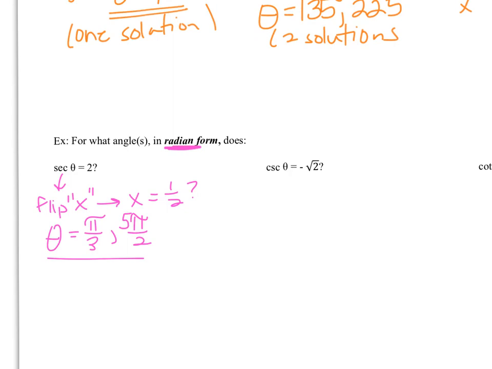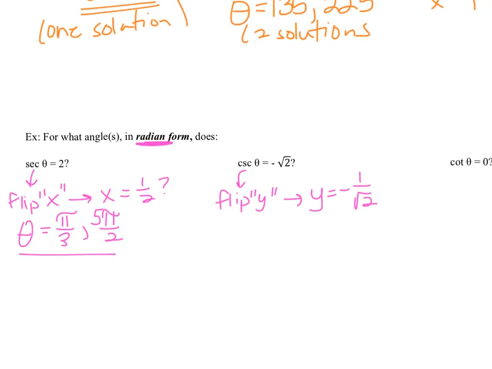Now we have cosecant next, equal to negative square root 2. Cosecant is the reciprocal of sine, so that means we need to flip the y coordinate. But watch what happens when I do that. If we want y to be the reciprocal, then it needs to be negative 1 over square root 2. Now that's not on the circle, but when we rationalize, watch what happens. To get that square root out of the denominator, I'm going to multiply by square root 2 over square root 2. And that means y would be negative square root 2 over 2. And that is on the circle.